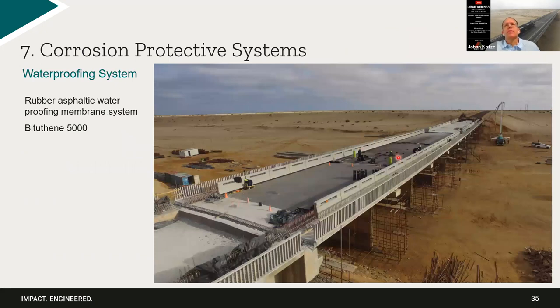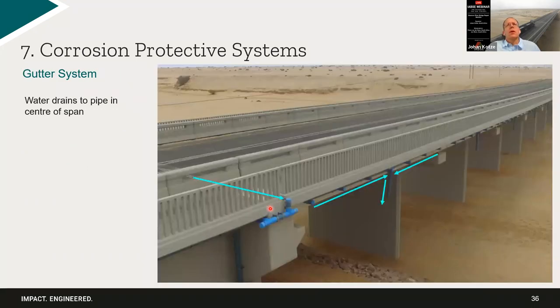The second measure we introduced was the waterproofing of the deck with a bitumen 5,000 material to prevent water ingress into the slab from the road. The aspect that I think is probably the most important is to ensure that water doesn't flow onto the concrete anymore in future, and that is where we introduce the drainage pipe or the gutter system.